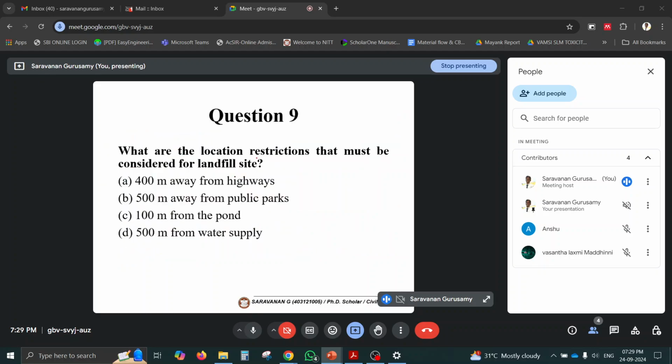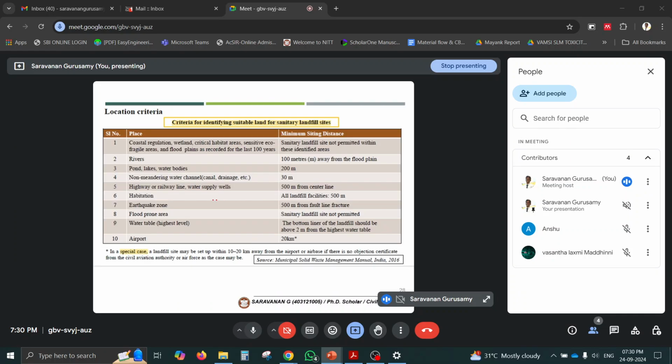Okay. And what are the location restrictions that may be considered for a landfill site? 400 meter away from highways is wrong because it is 500 meter. 500 meter away from public park is okay. 100 meter away from pond, 500 meter away from water supply is also correct. So what is the answer? I'll check.